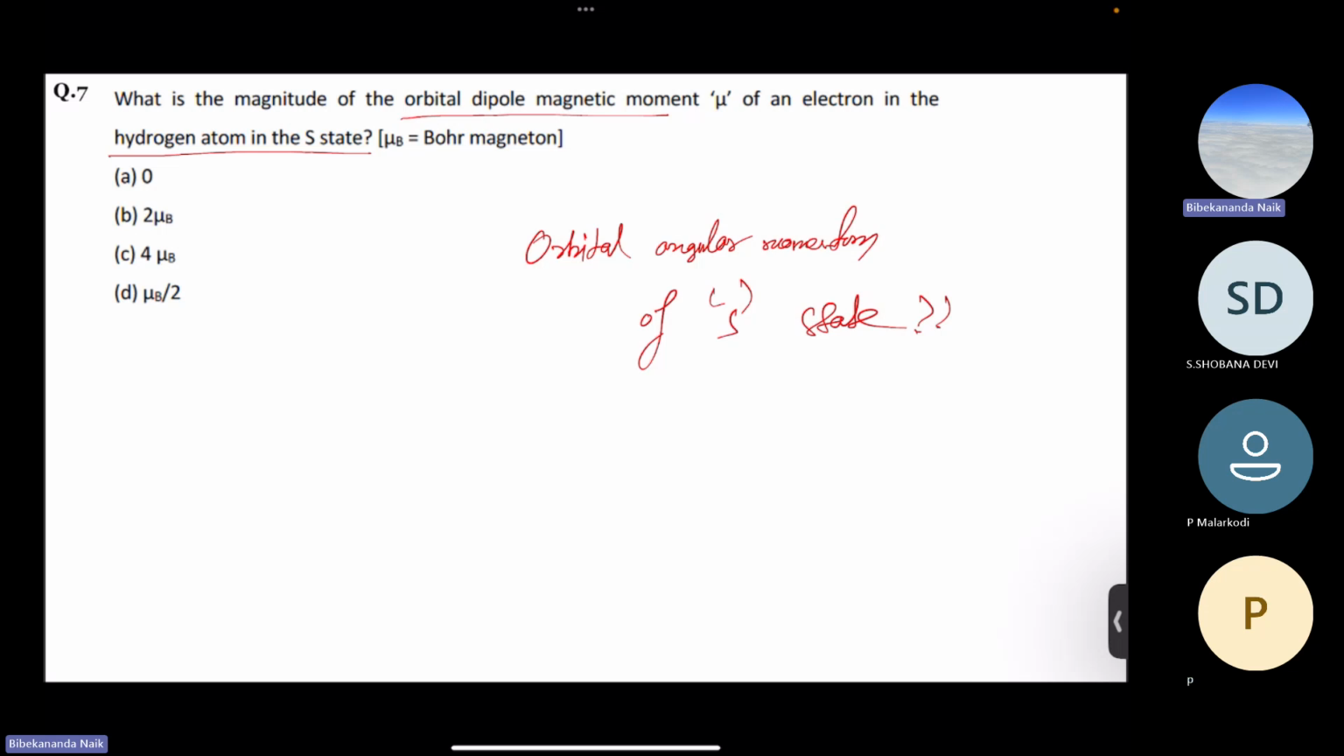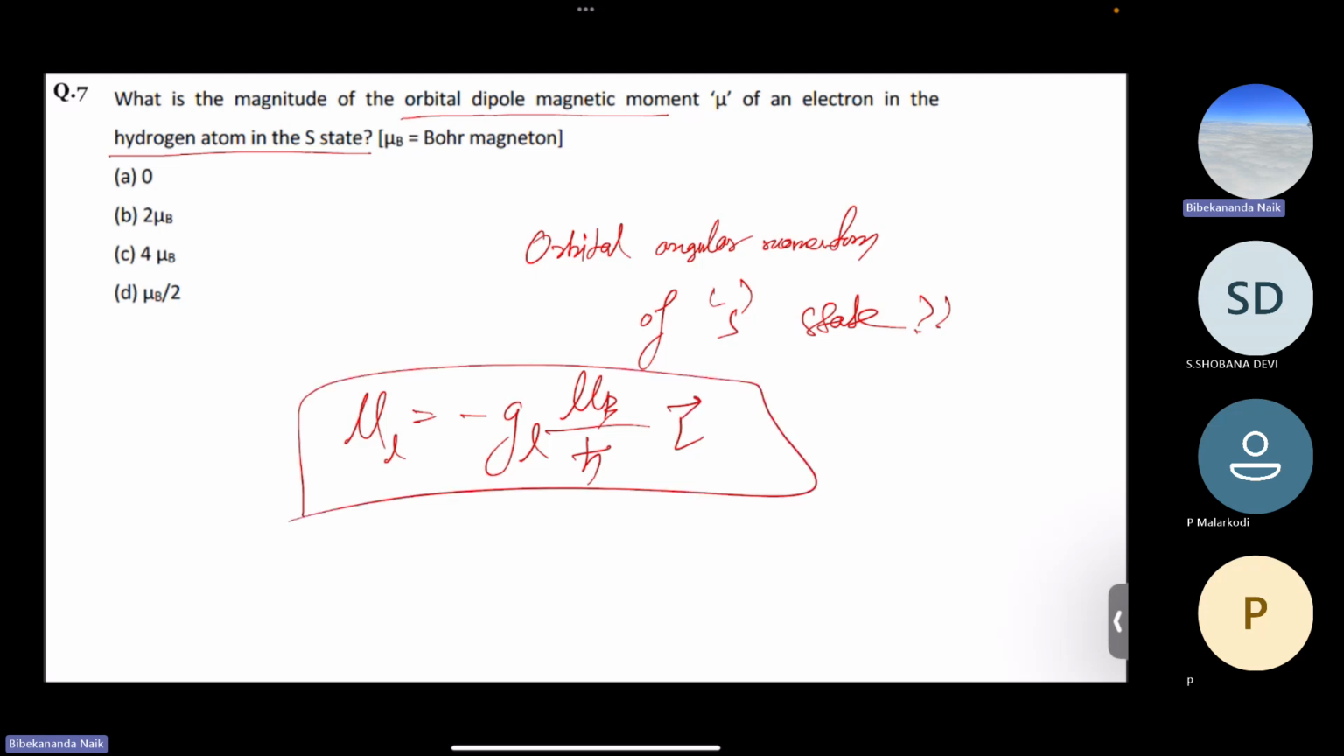Sir, D. Option D. No. What is the expression for orbital magnetic moment, or orbital dipole magnetic moment? Mu L is minus GL mu B by H cross L vector, is not it?